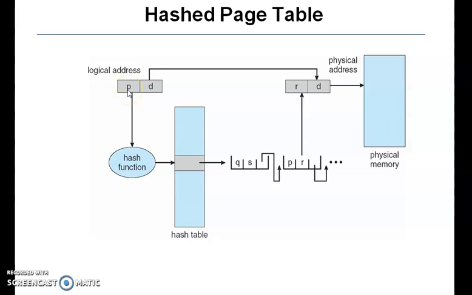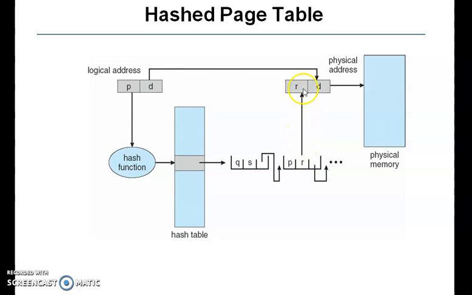Suppose here P is compared with this page number. Since there is a mismatch, we go to the next element, which is pointed to by this pointer. If there is a match, suppose P and Q match, then we can use S as the frame number. Since there is a mismatch in the first instance, we go to the next stage. We use the pointer to go to the next element here, and again we compare P and P. Since there is a match, we use R as the frame number here.